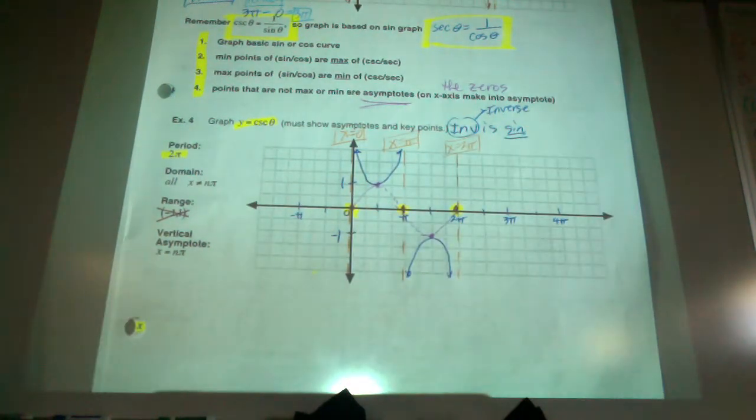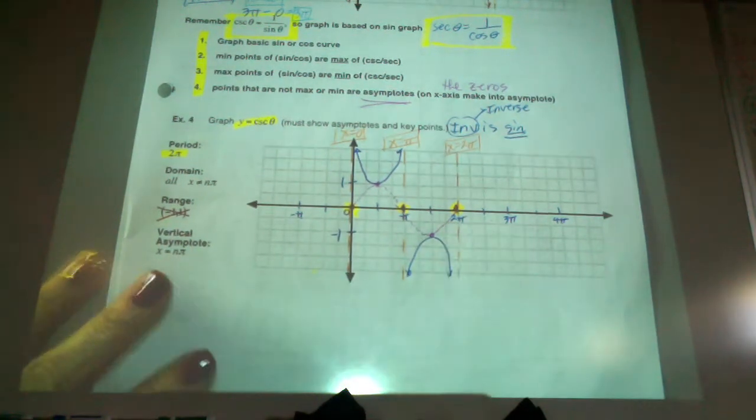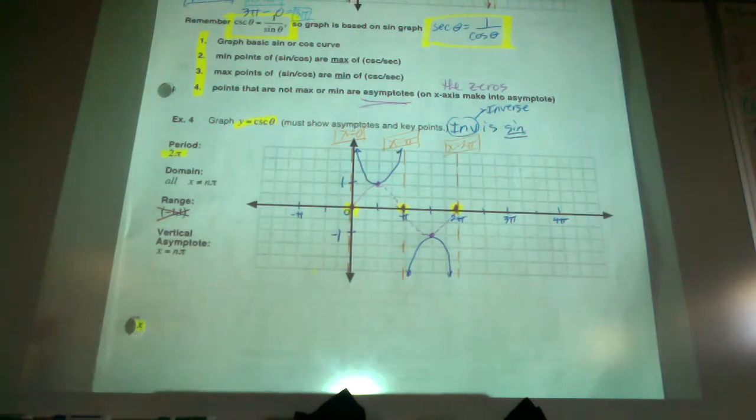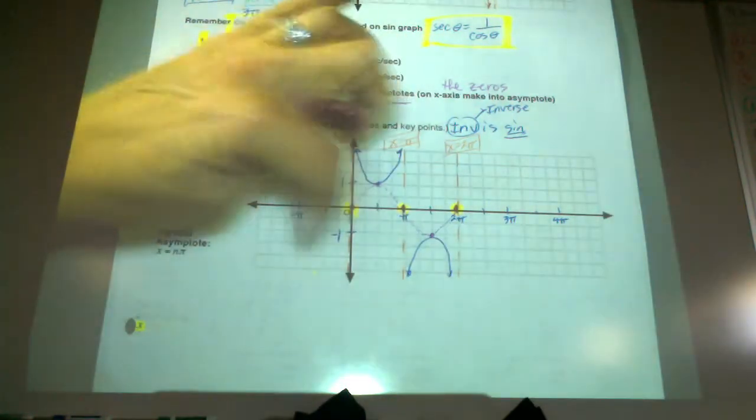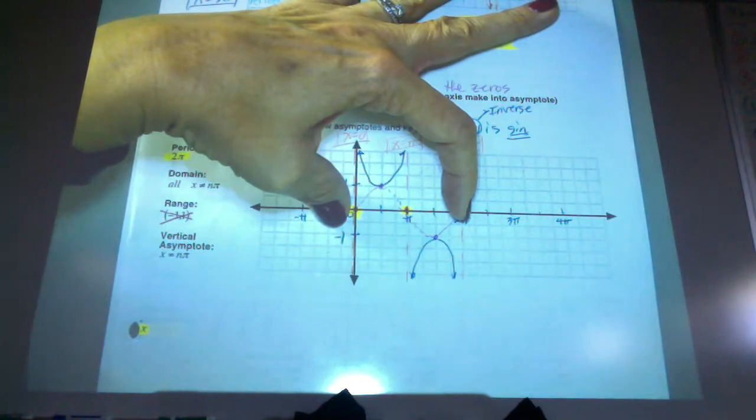So now you have this alternating pattern of up and down parabolas. This represents one full period of cosecant. Cosecant and secant are the only ones that you're going to look at that have a break within the period. So our period is still pi because the pattern doesn't repeat. Well, it repeats every 2 pi. Up and then down. That's one repeat pattern.